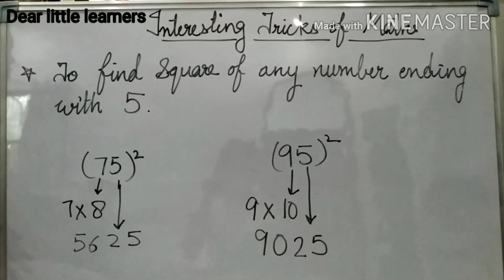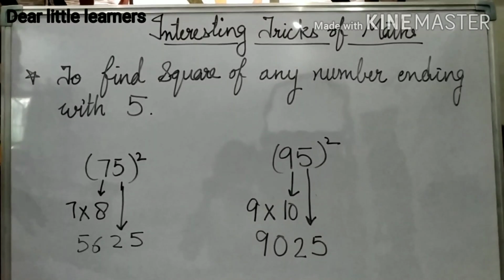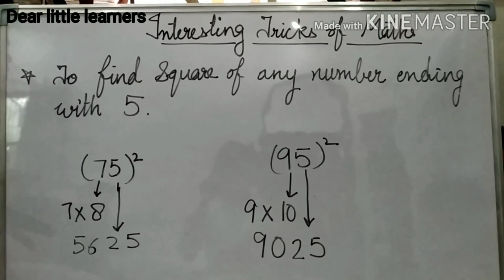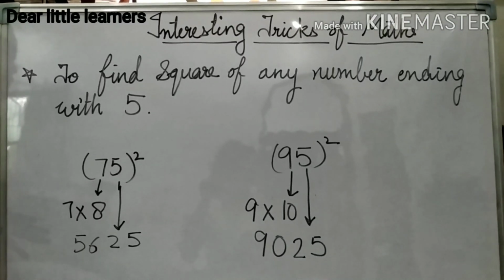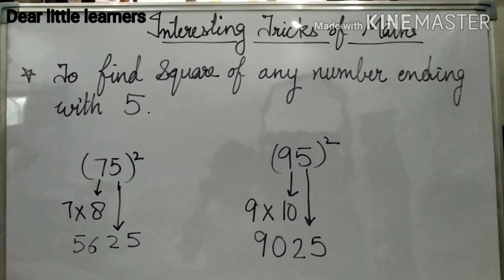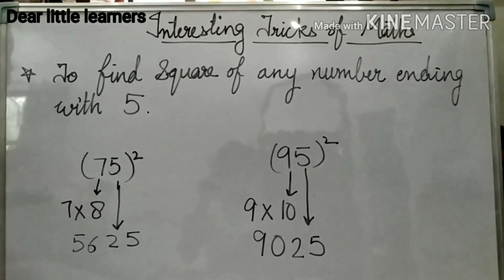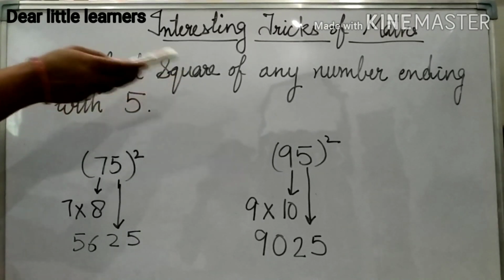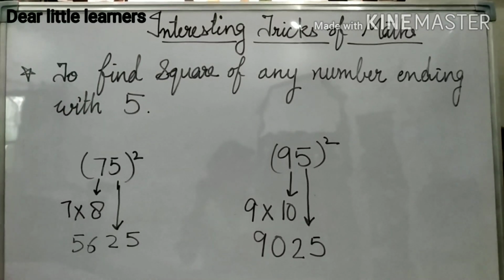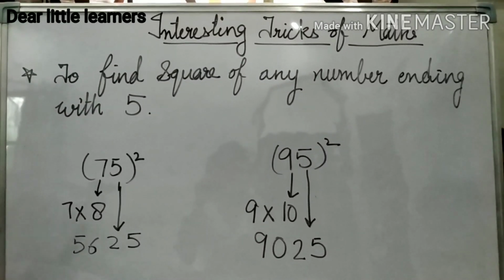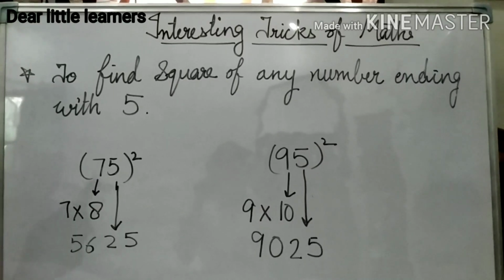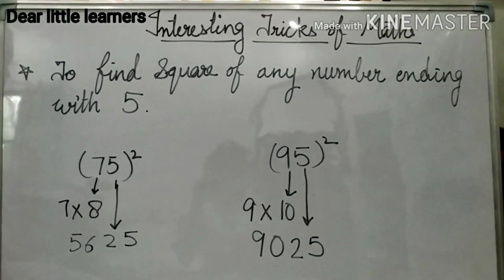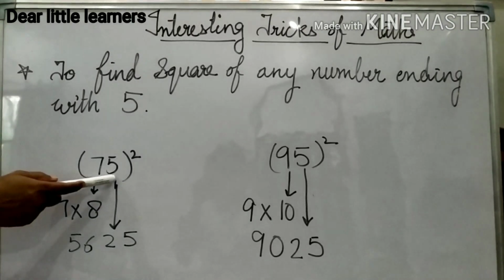Children, today I have brought very interesting tricks of maths for all of you, and these tricks are very useful in exams. Okay, so I am going to start with my first trick, and the first trick is to find the square of any number ending with 5. For this I have taken two examples. I am telling you how to solve it. The first example is 75 squared. Suppose we have to find out the square of 75.